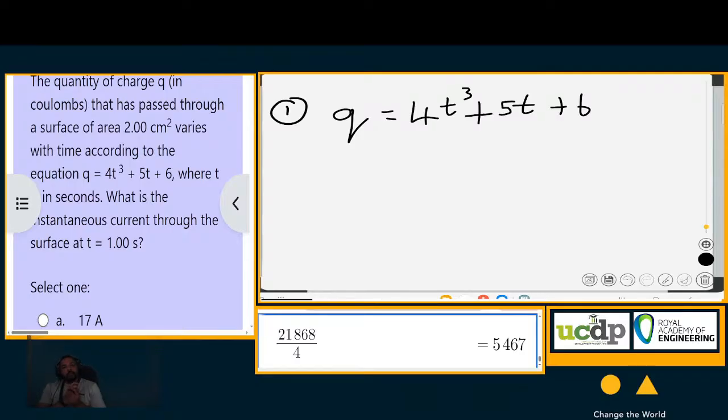This is the formula that describes how the charge passes through a surface area of 2 square centimeters over time. They ask us what is the instantaneous current through the surface at time 1 second. Now we know that this charge varies according to time, right? Through a certain point it's varying according to time. They want to know what is the instantaneous current in terms of time. It is dq over dt.